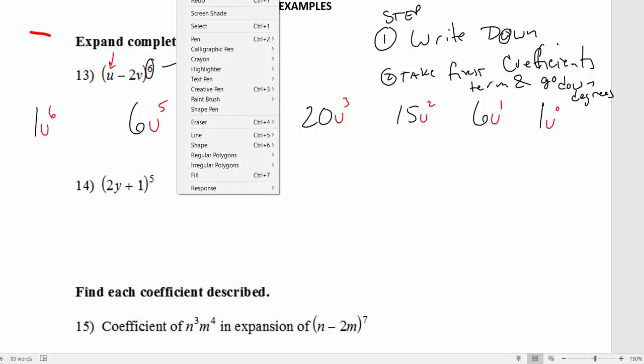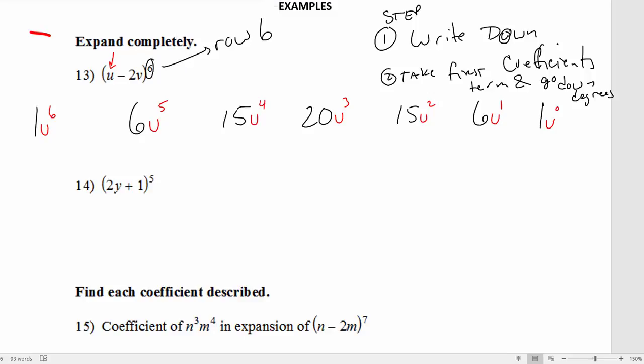Then I'm going to do the same with the second term. Okay, so second term is 2v. 2v. So that's really the third step, right? So take the second term and do the same. Okay, so step 2 is the first term, step 3 is the second term.